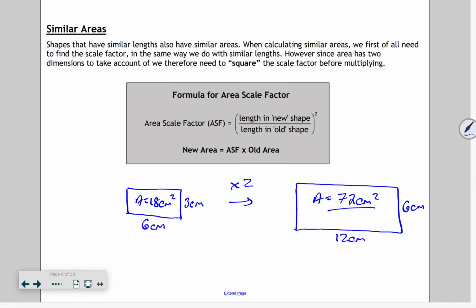So when you get your area, what you need to do is take your scale factor and then square it. So if I was dealing with a times 2 for the lengths, I would need to square that to get an area scale factor. That would mean multiplying by 4. So therefore it would be 18 multiplied by 4, which would give me 72. So when we deal with areas, all we do is get the scale factor the way we did before, but this time all we need to do is square it. So let's look at some examples on that then.